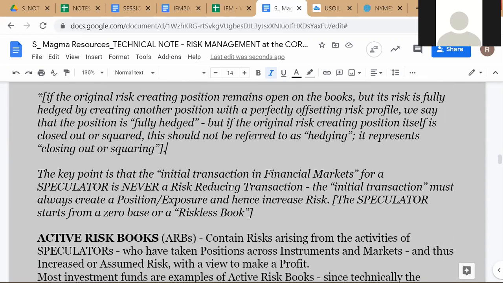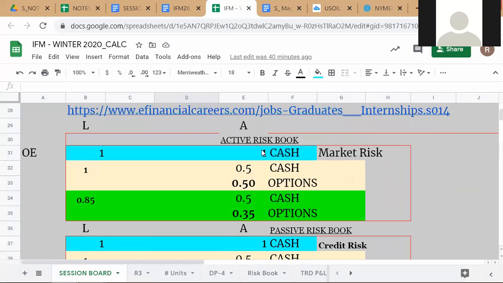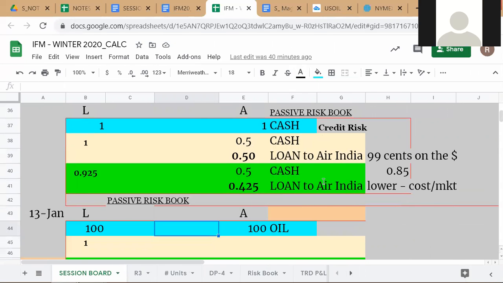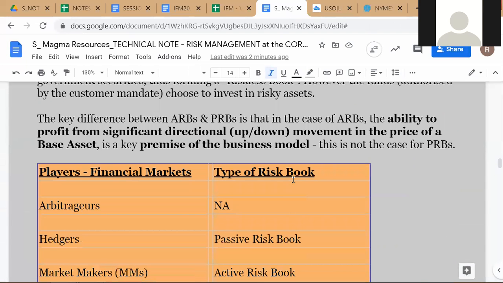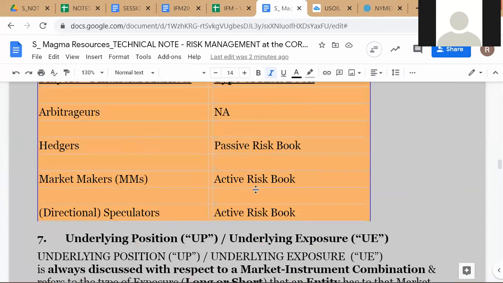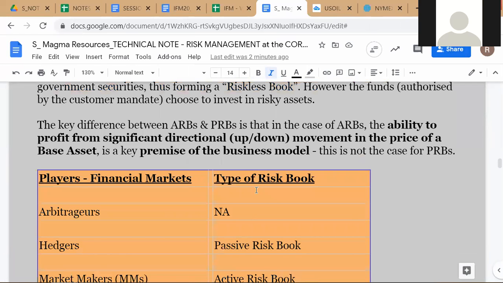Again, this is the definition: the initial transaction in financial markets for a speculator is never a risk-reducing transaction. It's always a risk-creating, position-creating transaction, like this one here. This is the active risk. You start from here, and the first transaction is always going to increase your risk. That's what it is. So, passive risk books and active risk books. I've given you this example here. We'll move on next to underlying position, underlying exposure.